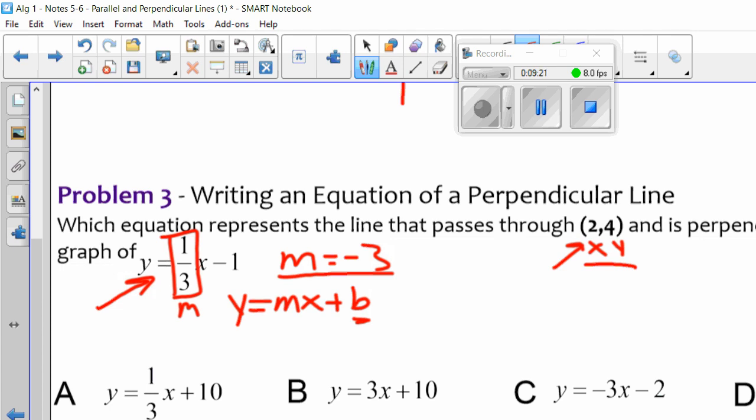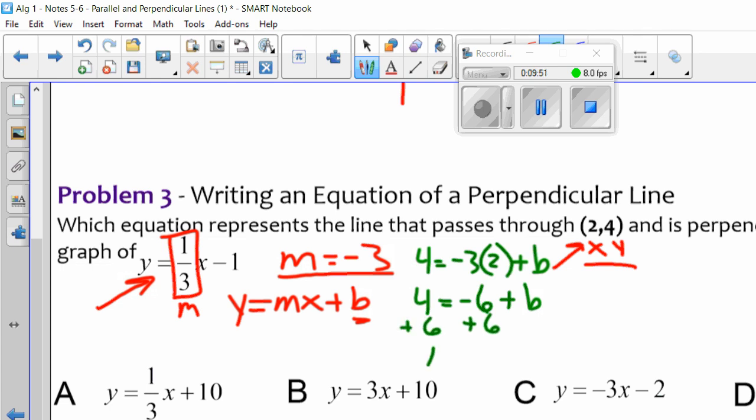Okay. So my y from that point is 4. My m is -3 now. I had to change it. My x is 2, and I'm finding b. Okay. So 4 equals -3 times 2 is -6 plus b. To get b by itself, I'm going to add 6. And I get 10 equals b. So there's my b.